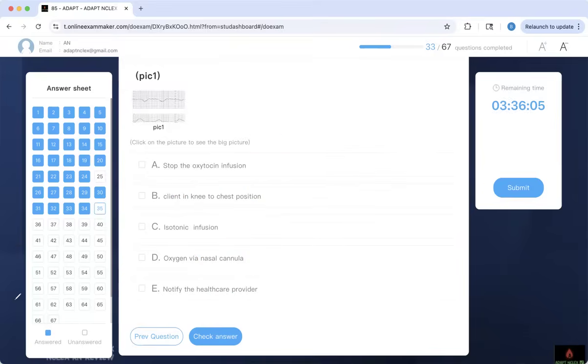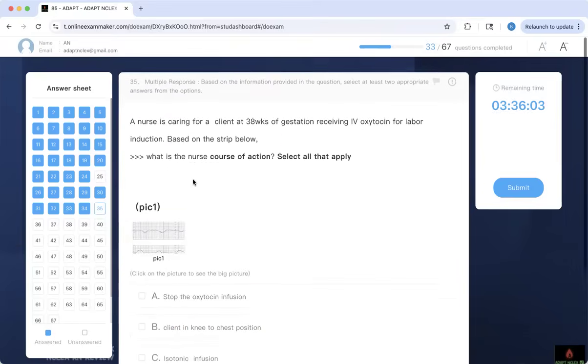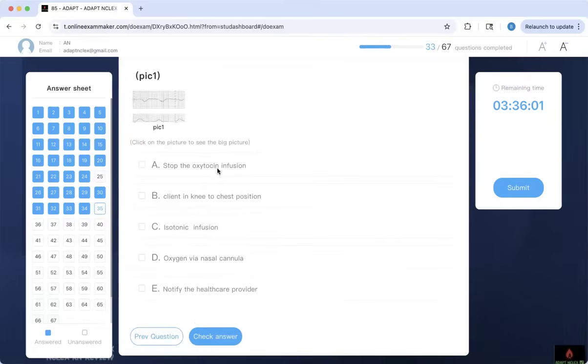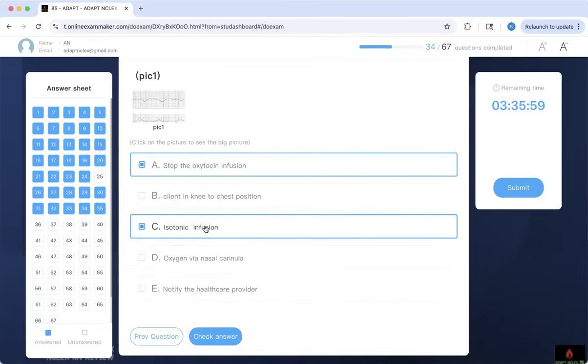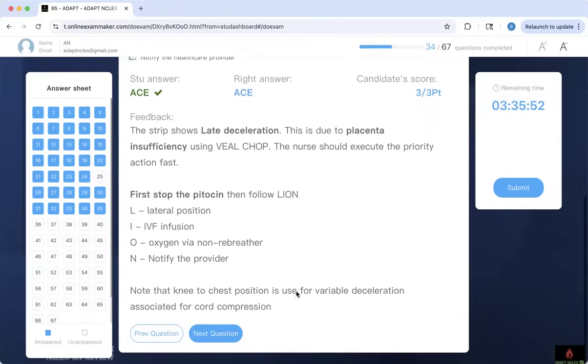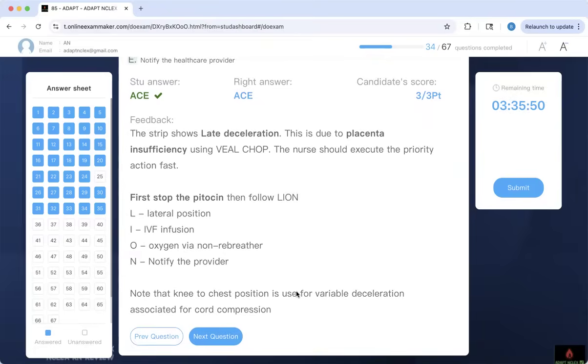So which steps are you going to take? That's what they ask you. Which of the following actions should you take? Stop the pitocin infusion and notify the doctor. Lateral position and face mask. Not that one. If you need help with fetal heart monitoring, check Adapt NCLEX.